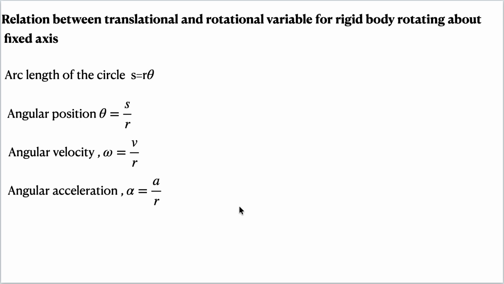Relation between translational and rotational variables for a rigid body rotating about a fixed axis. We know that the arc length of a circle s equals r theta. The angular position theta equals s by r, and the angular velocity is related by the equation omega equals the linear velocity v upon the radius r. The modulus of angular acceleration is related to the linear acceleration as alpha equals a by r.